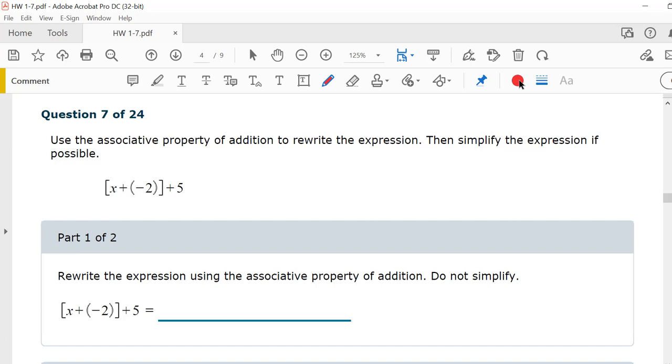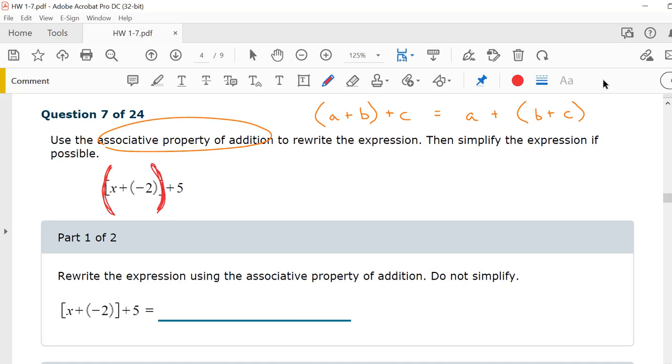Okay, number seven, associative property of addition. Instead of writing A plus B plus C, we're going to write it as A plus parentheses B plus C. Okay, so here we go. You see these brackets? These brackets are like a big set of parentheses. It says add x plus negative 2 first, then add 5. So I want to write that as x plus a big set of parentheses, negative 2 plus 5 in my big set of parentheses.